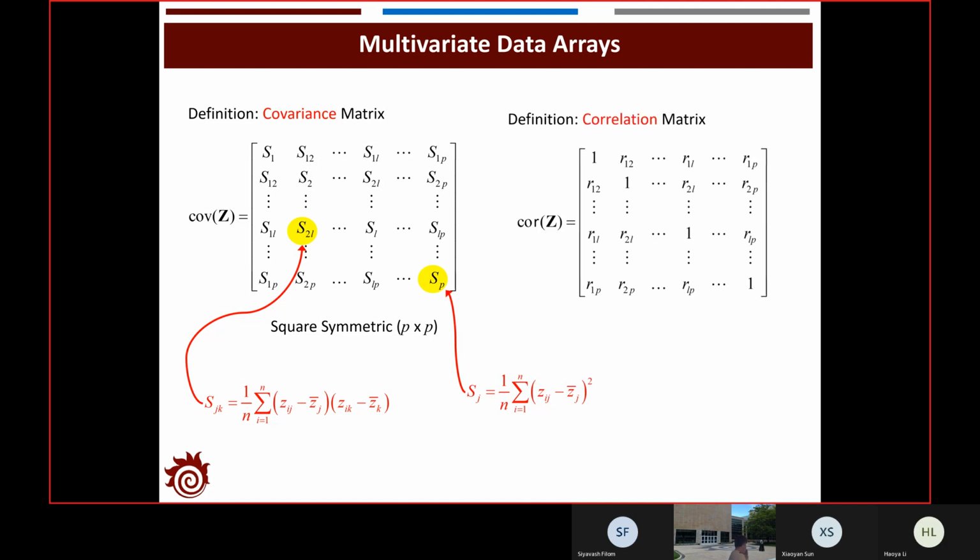You can also find the definition of the correlation matrix for these p variables. For the diagonal, it's always 1, which means that they are the same variable. You can see the definition of the correlation for each cell in this matrix.